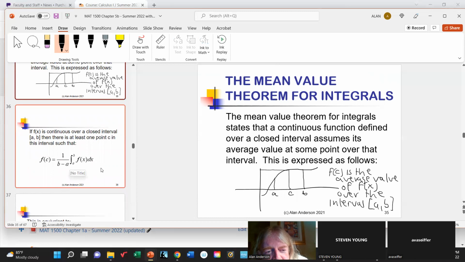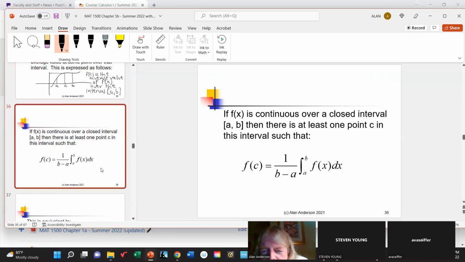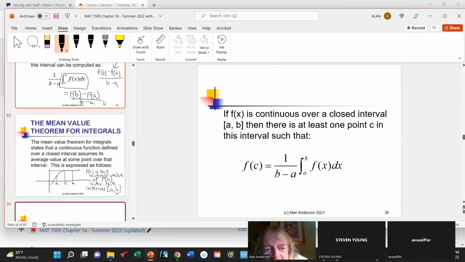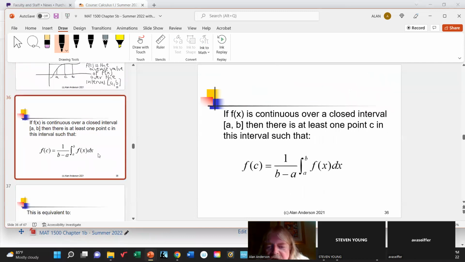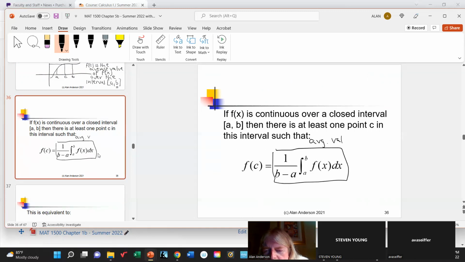So now we're going to use this formula again, which, remember, is the average value of the function over that interval, expressed in terms of integrals. There's some point C such that f of C equals this average value. So in other words, they're saying that C is guaranteed to exist.